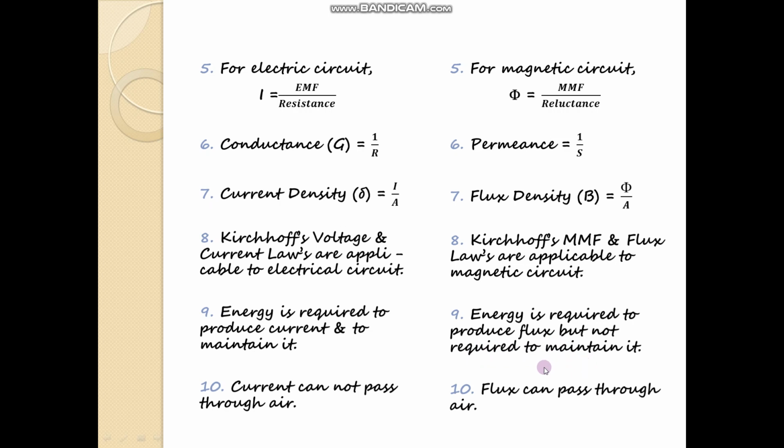In an electric circuit, the current cannot pass through the air. Meaning if we break the wire in an electric circuit, the current will not flow further. But in a magnetic circuit, the flux can pass through the air, but the air gap must be minimum.